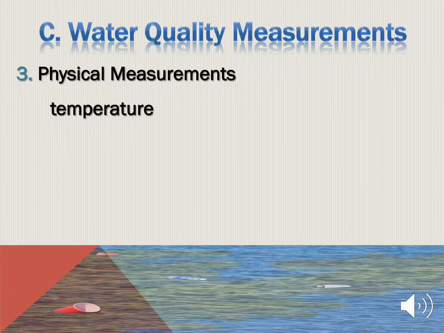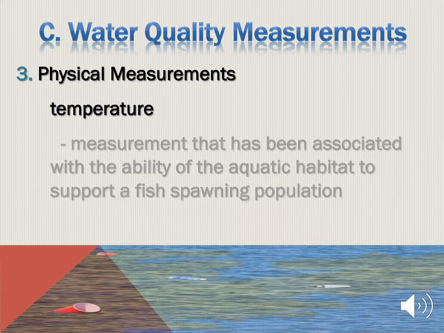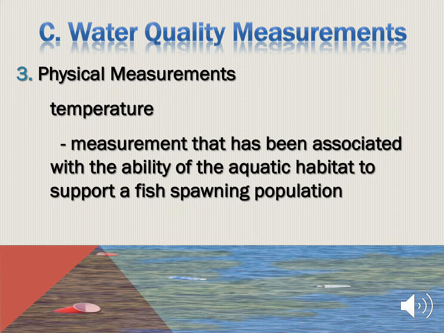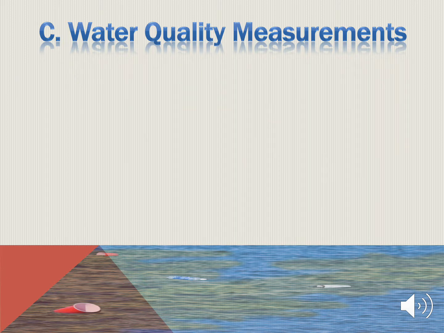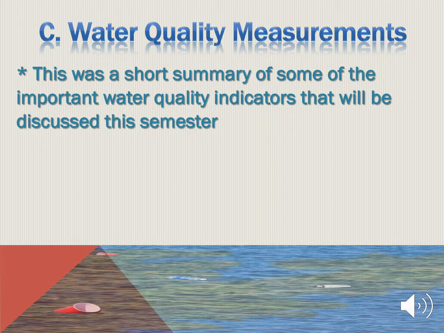And then finally, temperature is a physical measurement also. This is a measurement that has been associated with the ability of the aquatic habitat to support a spawning fish population. So this was meant to be a short lecture. This is a short summary of some of the important water quality indicators that will be discussed this semester.